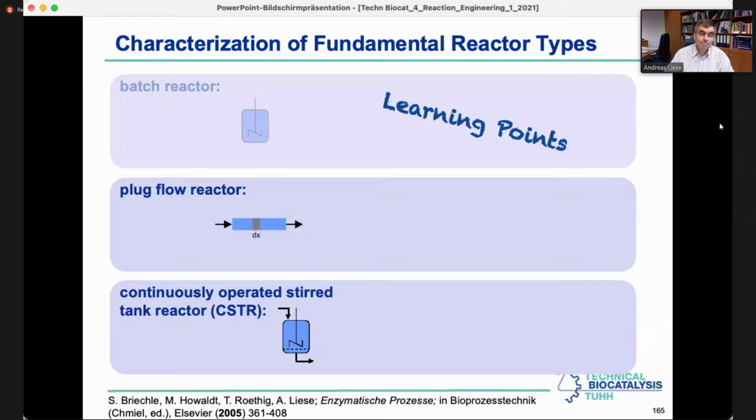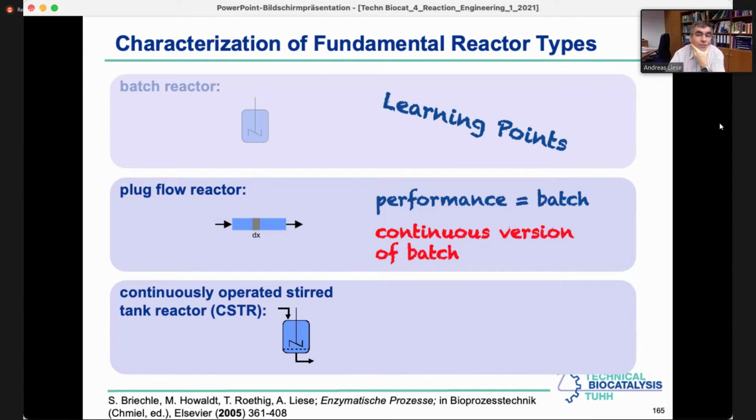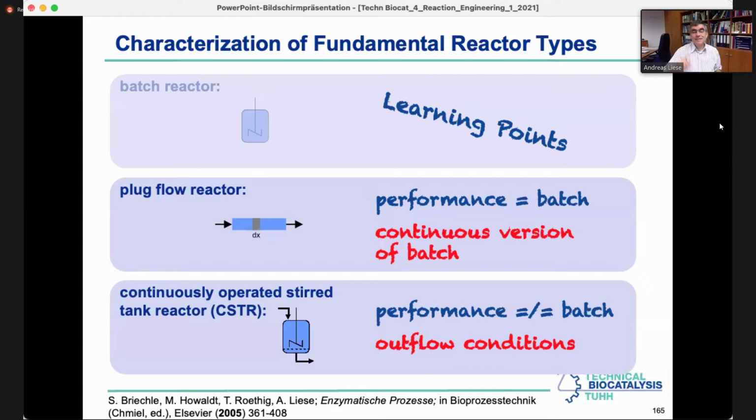What's going on here? Well, before we dive into this, let's remember what's going on. We said the plug flow reactor is a continuous version of the batch reaction. Therefore, both were right, because if the batch is right, the plug flow reactor needs to be right. The CSTR, and this is now the very important point you need to burn into your brain, operates under outflow conditions. Meaning, at every location within this reactor volume, we have the same concentration as in the outlet.